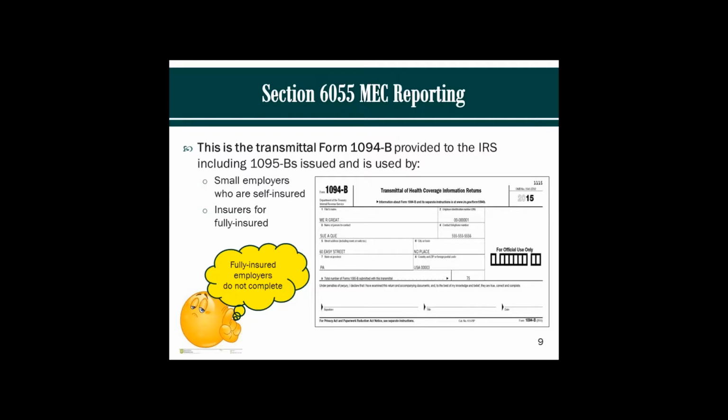On this slide, we want to show you a copy of this Form 1094B. Again, this is provided to the IRS along with copies of the 1095B. So again, a small employer, if you're self-insured, would be sending this. The carrier or the insurer would also be completing this. Our little reminder there, he's not smiling, is he? But fully insured employers, you do not complete this form.